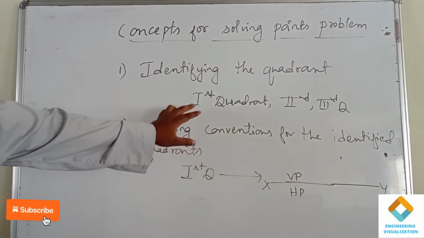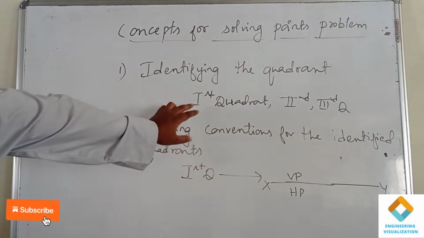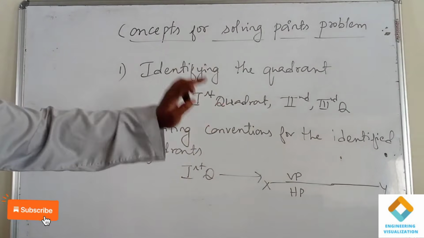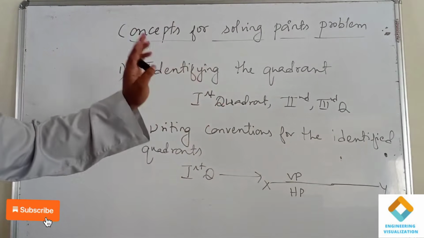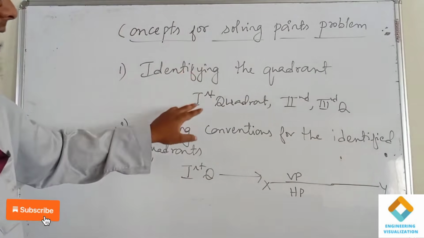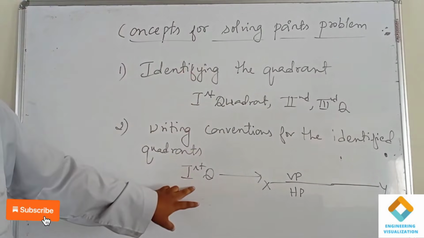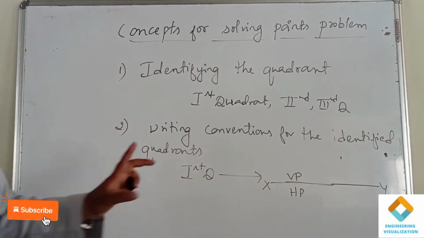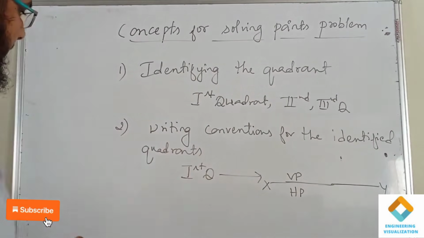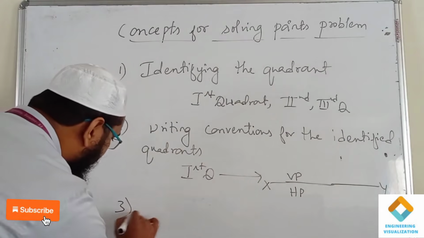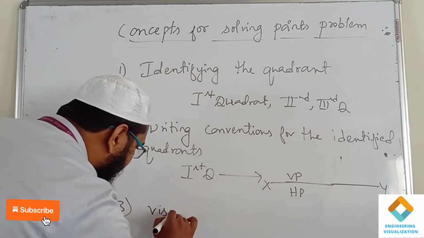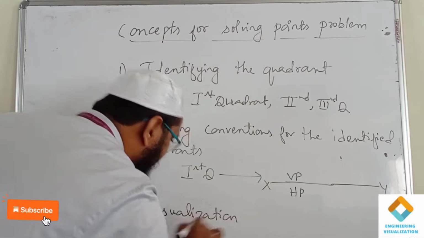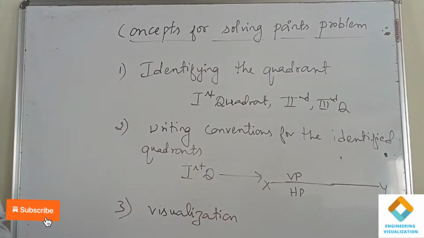Say we have identified the point A, 30 mm above HP, 20 mm in front of VP, it lies in the first quadrant. If it lies in the first quadrant, then with respect to the first quadrant, what is the convention for it? That is our second concept. Now it comes to the third concept, that is nothing but visualization. Visualization is a very important concept.